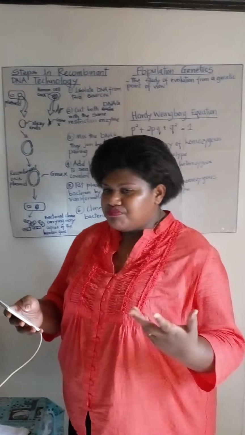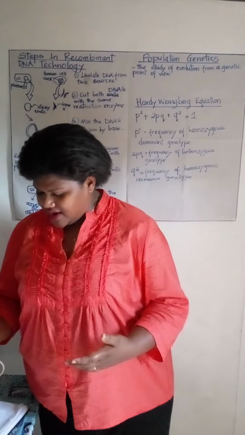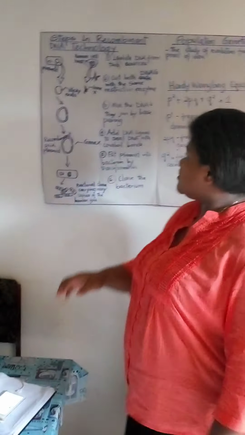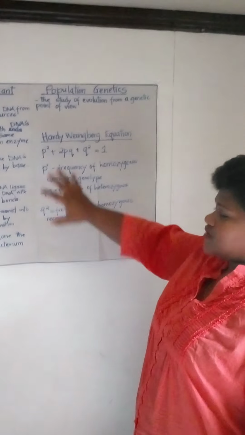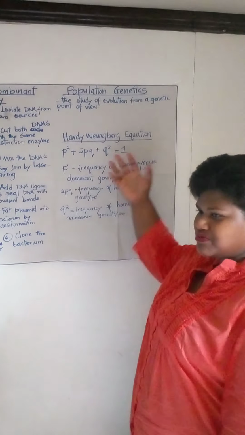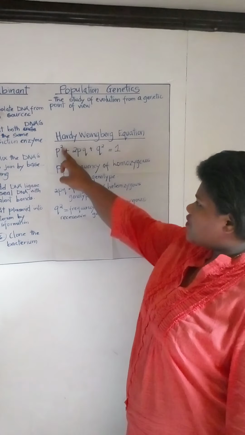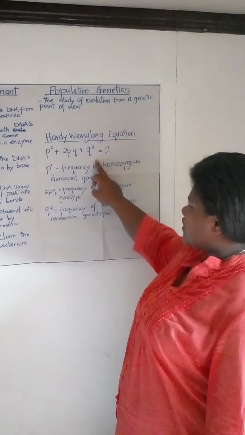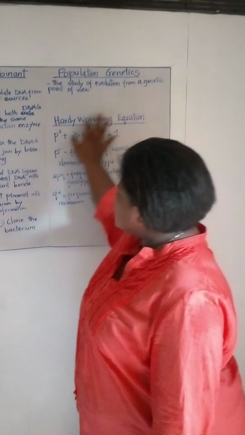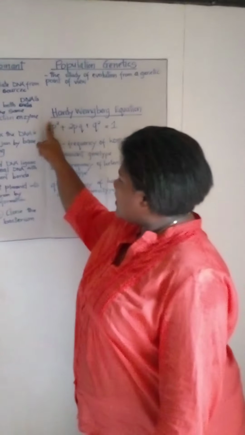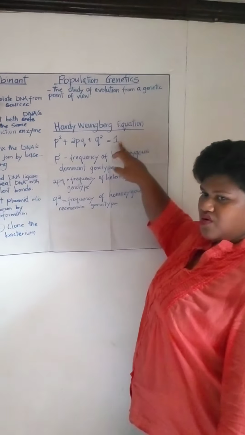The formula is p squared plus 2pq plus q squared is equal to 1. I wrote it on the chart so that you can see it while I'm explaining. The Hardy-Weinberg equation: p squared plus 2pq plus q squared is equal to 1. This whole formula is equal to 1.